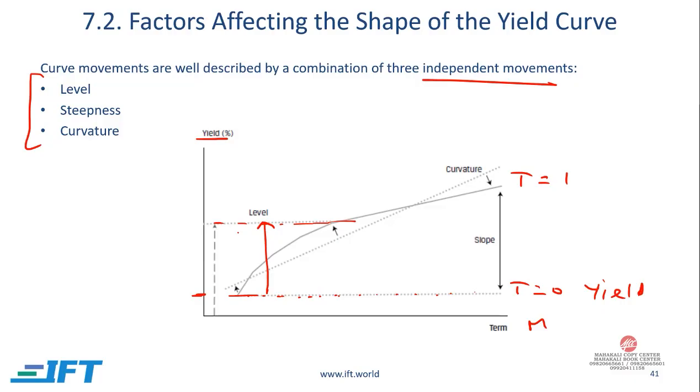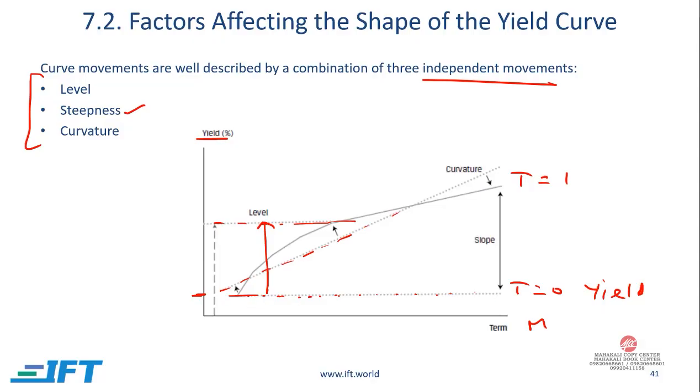There is also a change in slope. If we take this new yield curve, on average, the slope looks like this. The original yield curve was flat. Now we have a yield curve with a slope. We can say that the steepness has changed. So this is the second component, which is the slope or steepness.